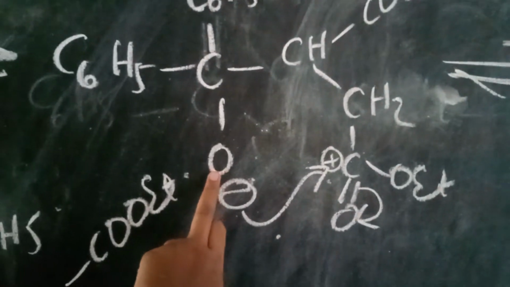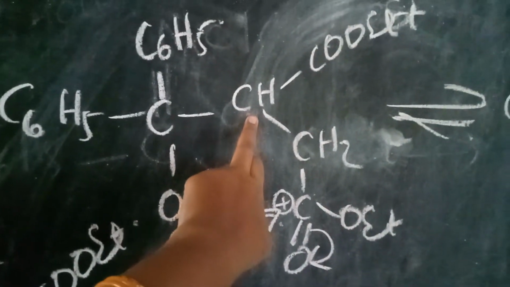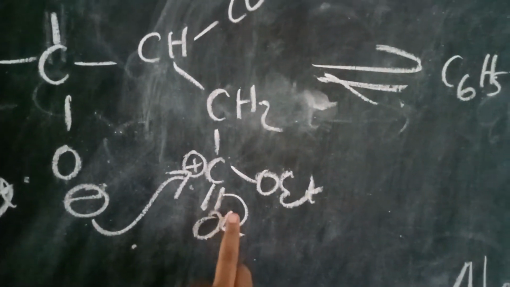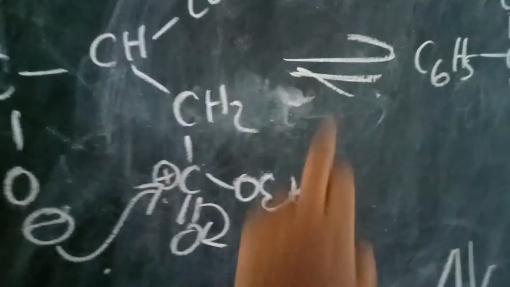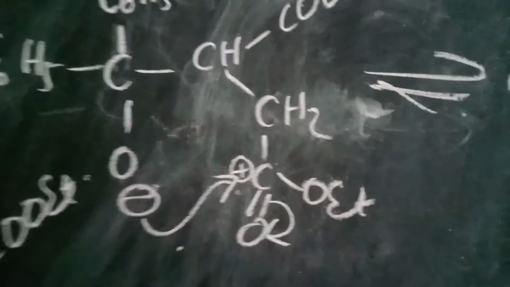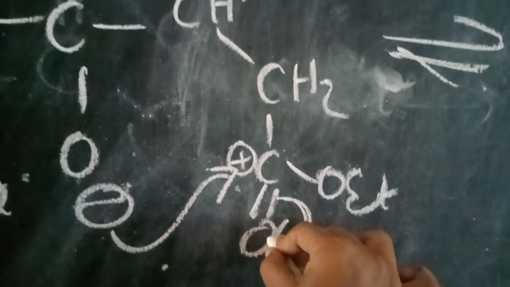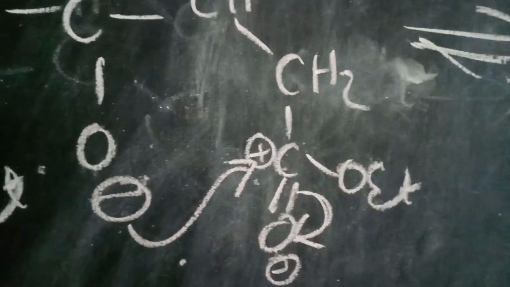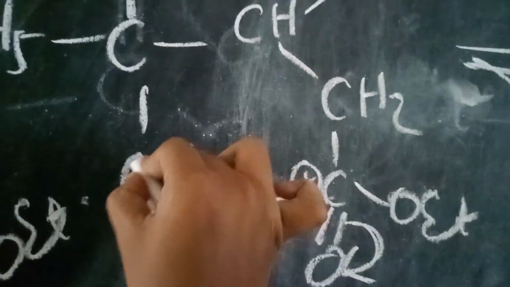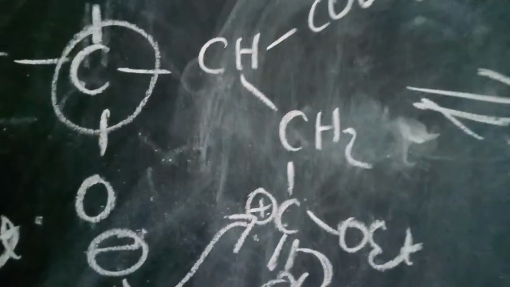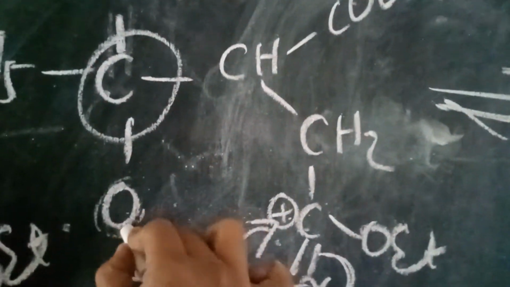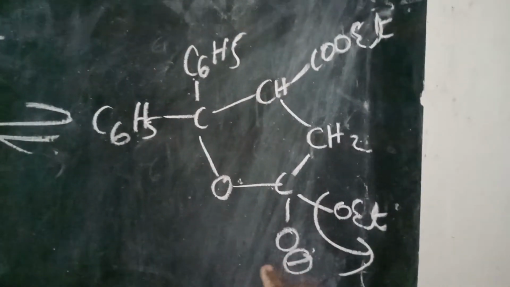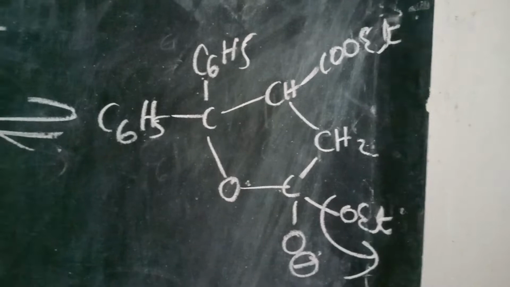C6H5, here oxygen with negative charge, and here CHCOOEt, and CH2COOEt. In the next step, these electrons are shifted to this carbon atom. This oxygen atom gets a negative charge and this carbon gets a positive charge. This positive charge attracts the negatively charged oxygen of the benzophenone and forms a bond like this to form an intermediate.